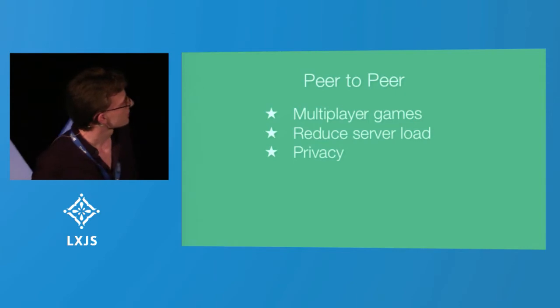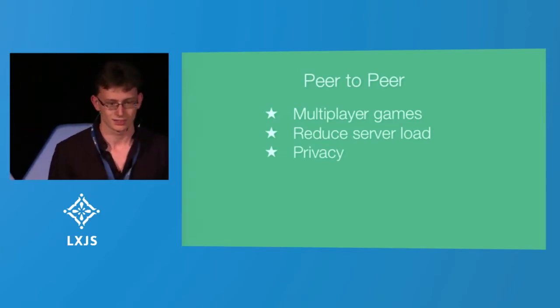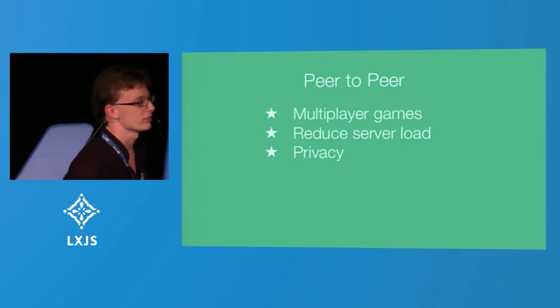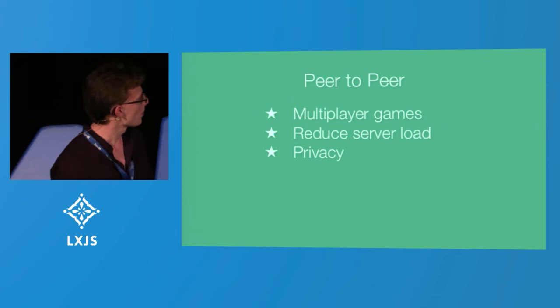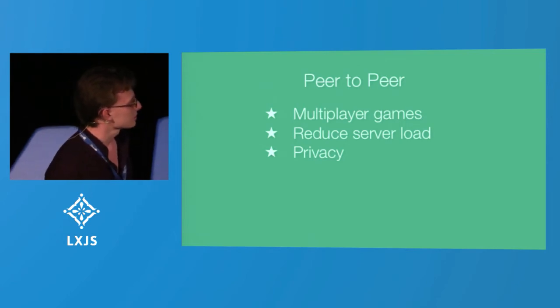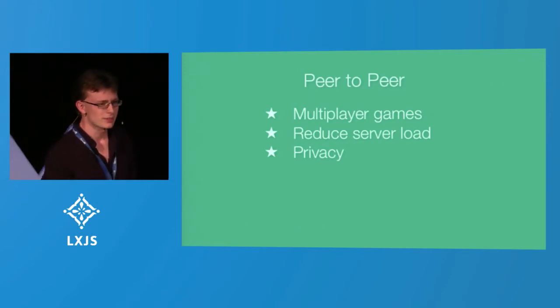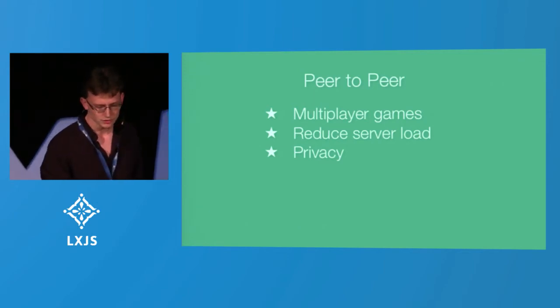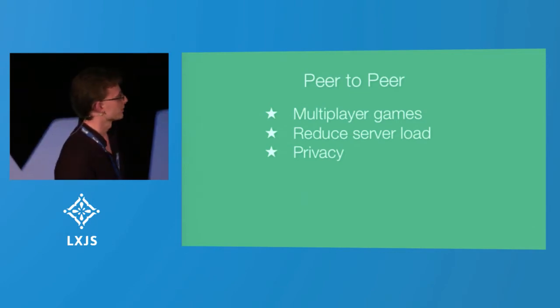Okay, so peer-to-peer is perfect for multiplayer games because you can send to each other rather than send to the server, then send back, and you know the latency problems there. And it also reduces server load. But privacy is a big issue. Not so much for games, but when it comes to the rest of the web, privacy is definitely an amazing part of peer-to-peer.